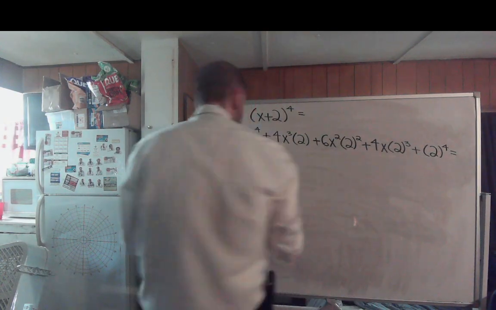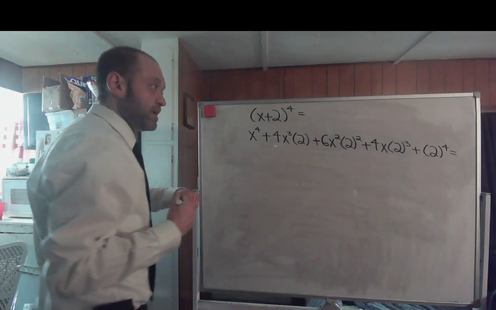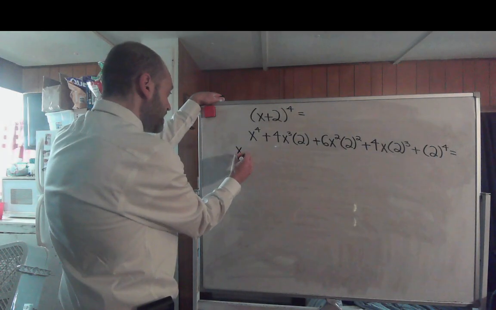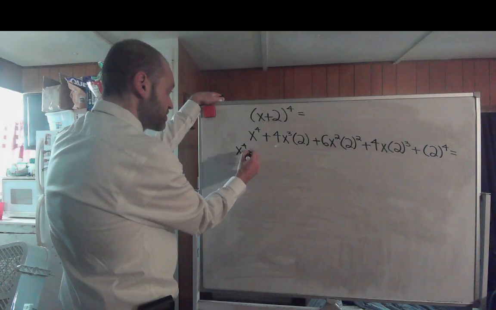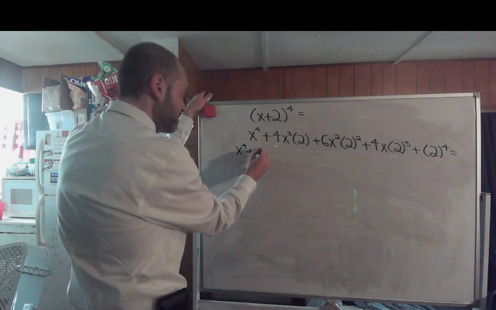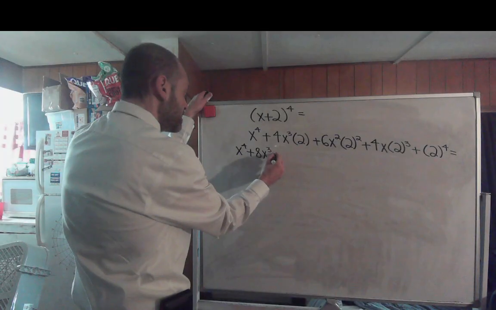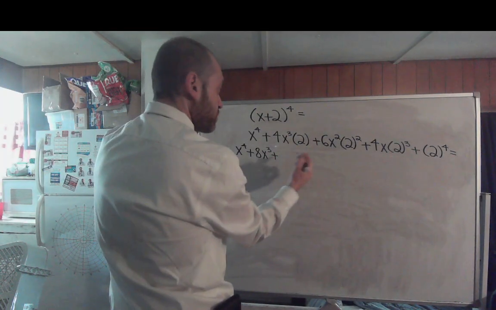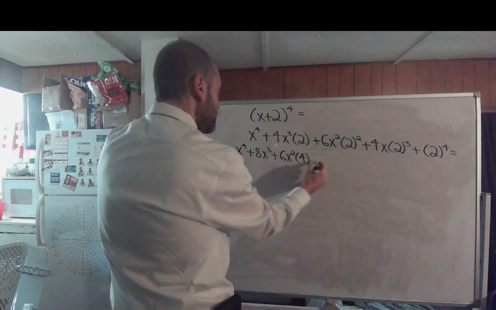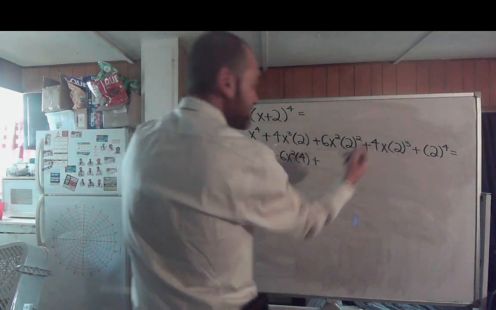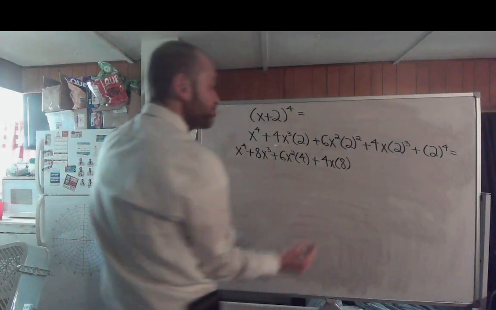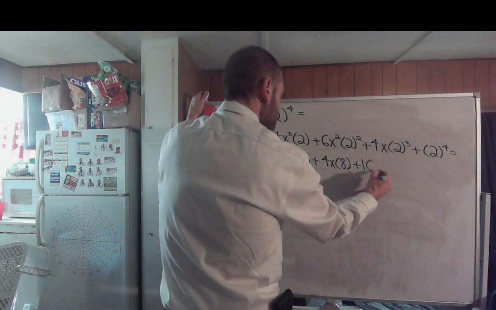Okay, so we have 5 terms now that we can simplify. So this is going to end up then being x to the 4th, of course, for the first term, plus, we can now take that 2 times the coefficient of 4, that would give me 8x to the 3rd, plus, okay, so 6x squared times 2 squared, this would turn into 6x squared times 4, plus 4x times 2 to the 3rd, that would just turn into 4x times 8, plus 2 to the 4th, which is 16.